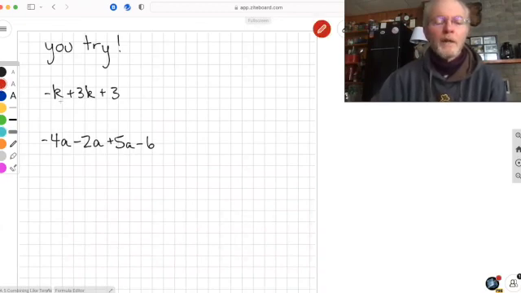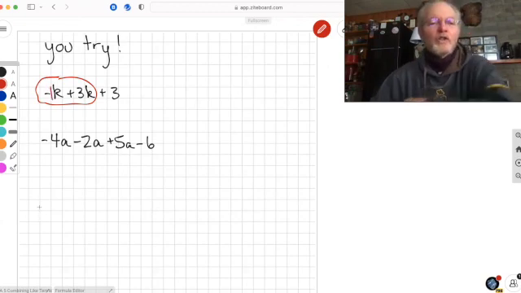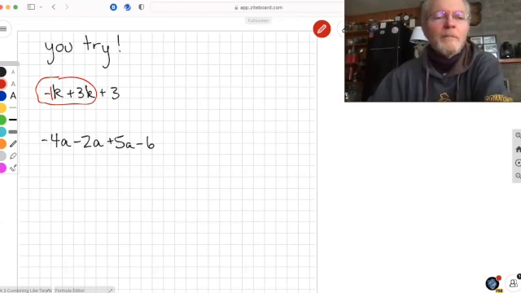Okay, in this one, we have three terms, negative k plus 3k plus 3. These two are like terms. They both have k to the first power. When we see a negative k, you can think about that as being negative 1k, even though you don't normally see the 1 written. But negative 1 plus 3 would be 2k. And then we have this 3 that can't be combined yet because we don't know what k is.